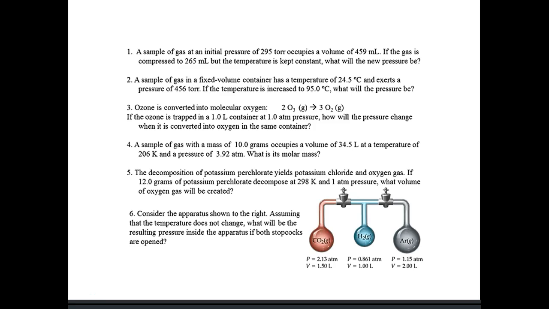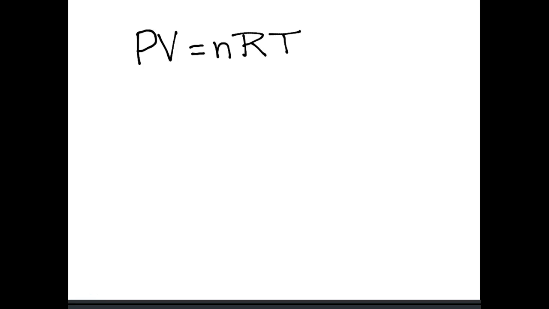First, we're going to start with a sample of gas at initial pressure 295 torr occupies a certain volume. If the gas is compressed to a smaller volume, what will the new pressure be? So in this case, we have 2 different volumes and 2 different pressures, but the temperature is constant, and it lists a sample of gas, which means that the moles are constant as well.